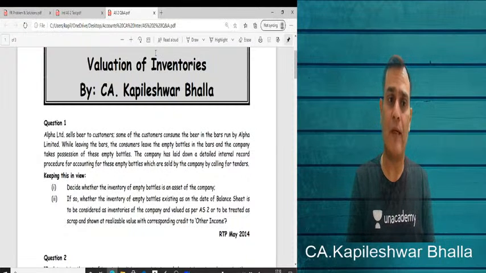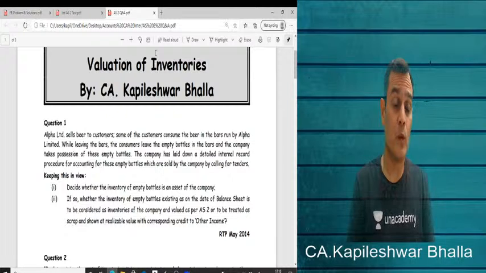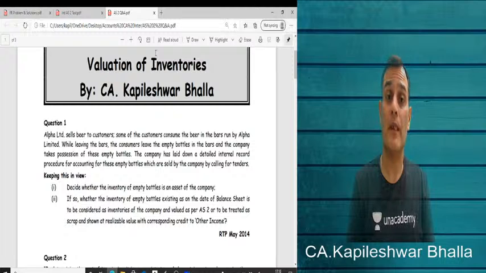It says Alpha sells beer to customers. Some of the customers consume the beer in the bars run by Alpha. While leaving the bars, the consumers leave the empty bottles in the bar, and the company takes possession of these empty bottles. Now this is a very fascinating sentence.